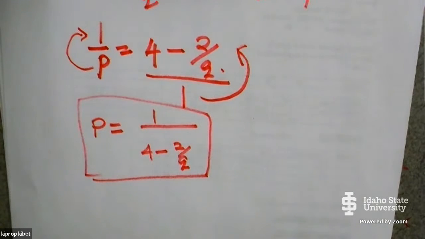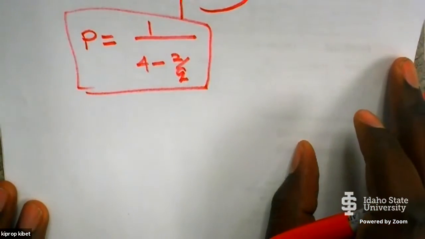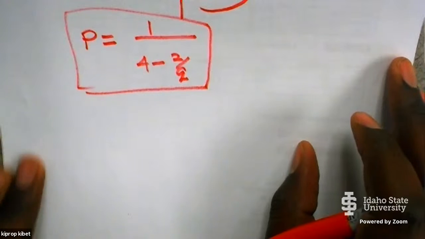Okay. Now the other way is by multiplying by the least common divisor there.